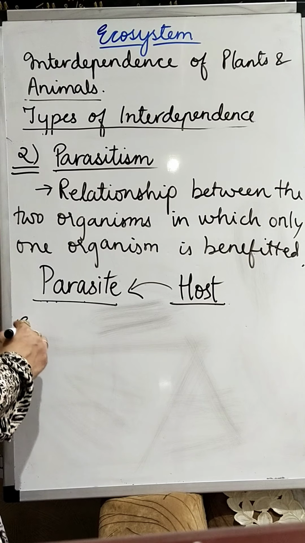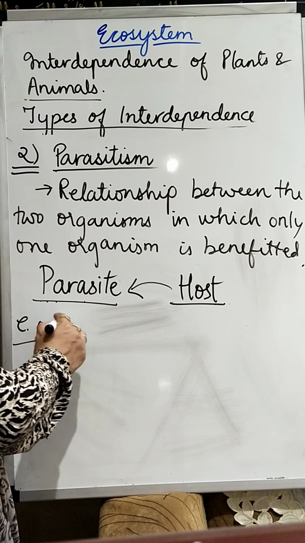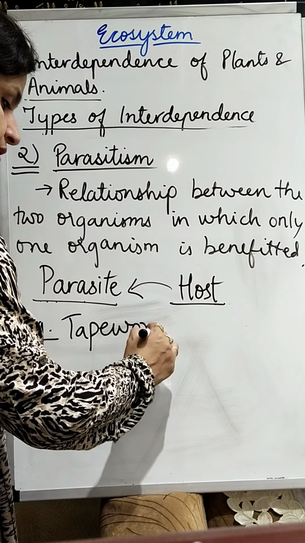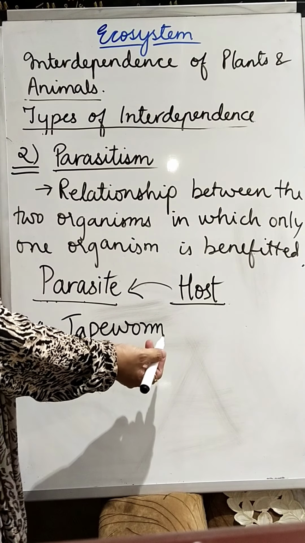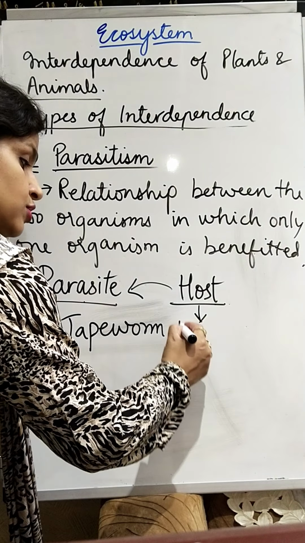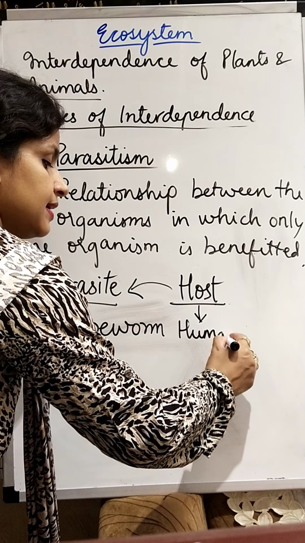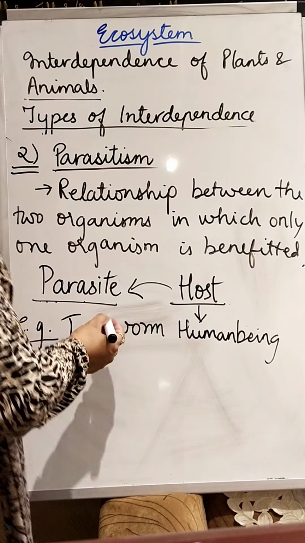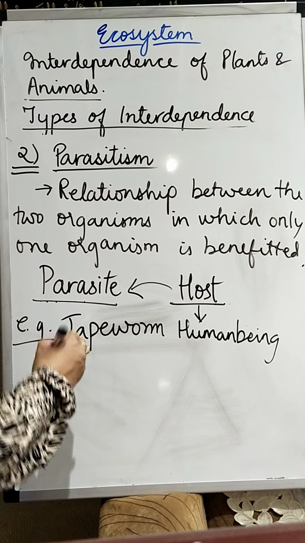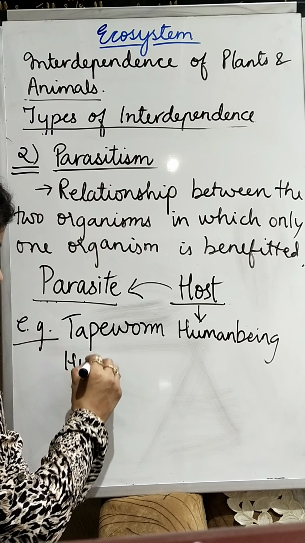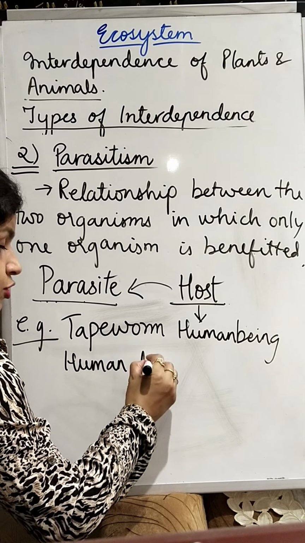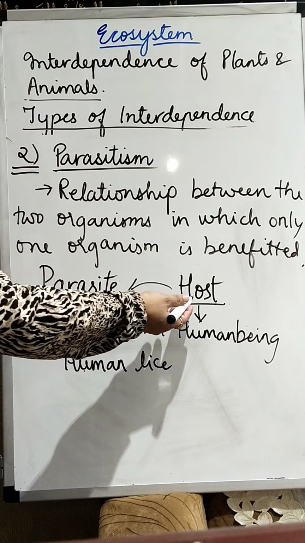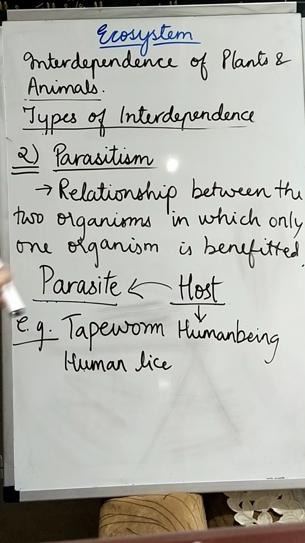And here we can take the example of tapeworm, which lives in the intestines of human beings. Here human beings are acting as host and tapeworm is acting as parasite. Then human lice also suck the blood of human beings. So this is acting as a parasite and human beings are the host.